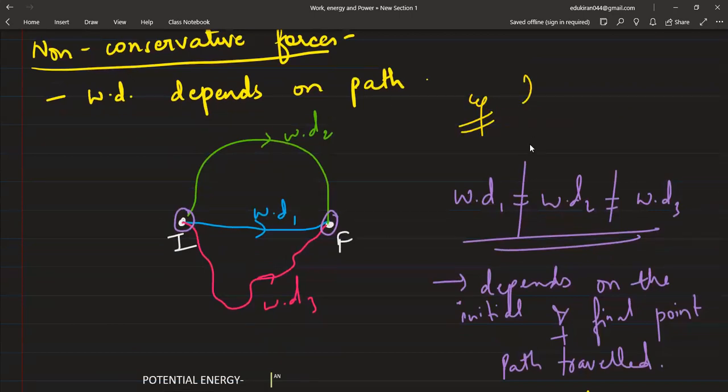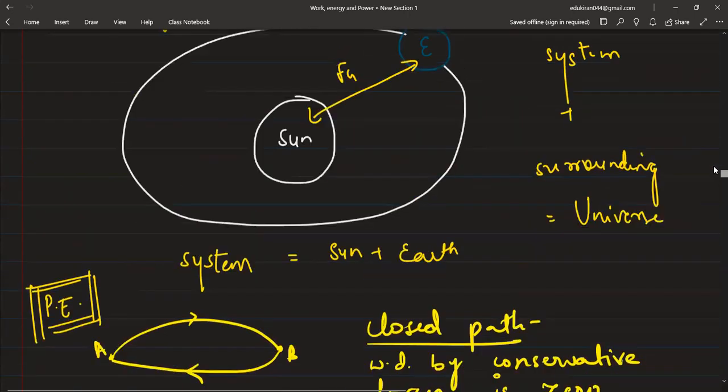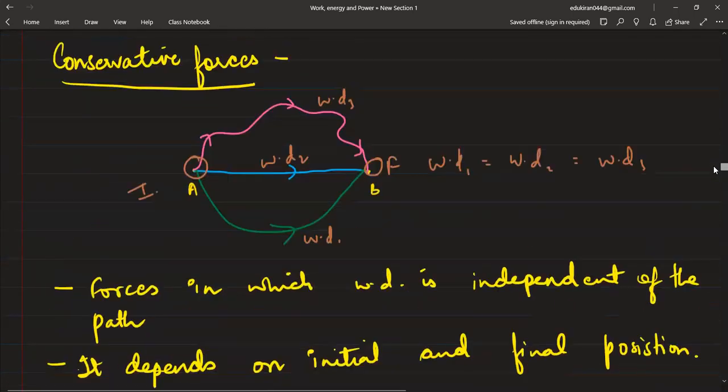Best examples of non-conservative forces. Firstly, your frictional force. Your viscous force. Viscous force you all don't know, we'll be doing it in bulk properties of matter. Write it till here, then I'll start with the concept of potential energy.